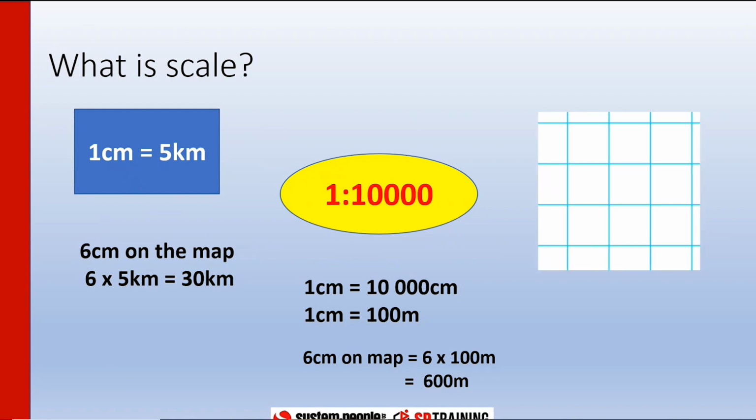But also you can have a grid like this, and it tells you that each square is worth 50 centimeters. This is another way of doing scale. So if I've got a line here that covers 3 squares, it would be 150 centimeters in real life. So there are 3 different types of scale. Let's have a look at some examples here of drawing to scale.